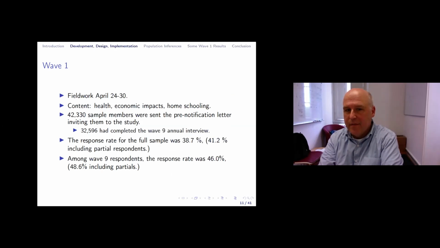We sent the pre-notification letter to 42,000 sample members, of which only 33,000 had completed a wave 9 annual interview. And that becomes important for our weighting strategy in a way that, if time allows, I can speak about. So the overall response rate, if I include partial response, is about 41%, but among wave 9 respondents, the response rate was 46%, or 49% if I include partial respondents.